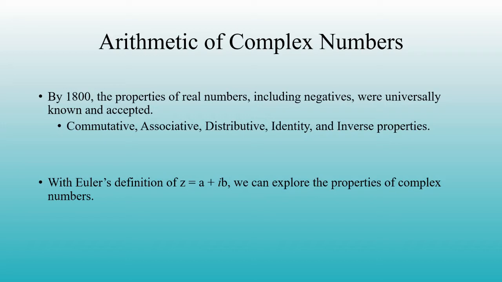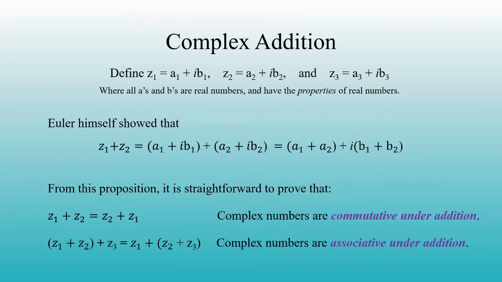It was Euler's definition of complex numbers, z equals a plus ib, that allowed us to formalize the modern rules for complex arithmetic. We begin by defining three complex numbers, z1, z2, and z3, all in the form of a plus ib. Euler himself, in the same work where he defined z in this way, showed that the rules for adding z1 and z2 are the ones that we know today. You add the real and imaginary parts separately using the properties of real numbers that have already been established, and then you recombine. The statement is not as trivial as it may seem.